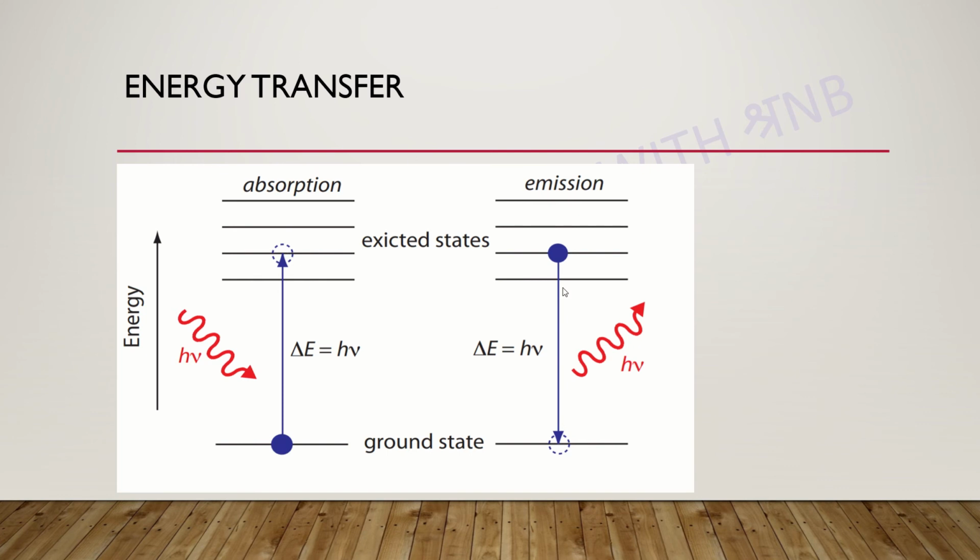In emission spectroscopy, the emitted radiation is measured, by which the molecule will come back to its ground state from the excited state or higher energy level state.